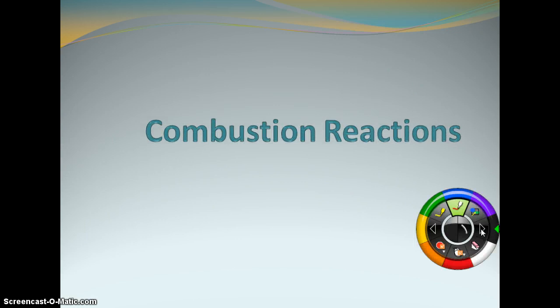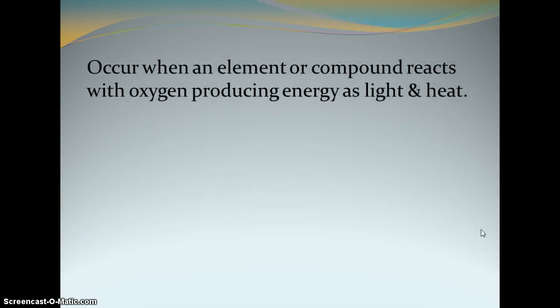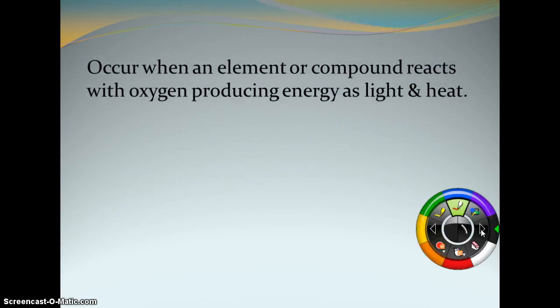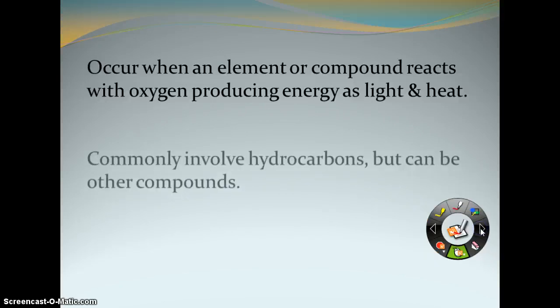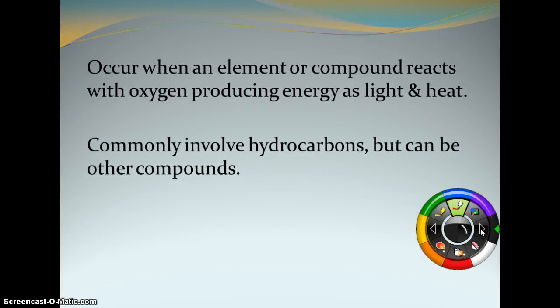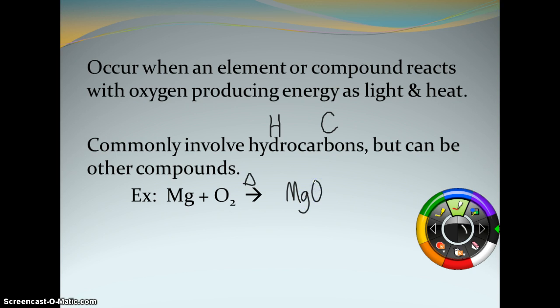Okay, so next are combustion reactions. A combustion reaction occurs when an element or compound reacts with oxygen, producing energy as light and heat. It commonly involves hydrocarbons. They're made of hydrogen and carbon. But you can also have other compounds that take place in combustion reactions. So for example, magnesium and oxygen, if you apply heat to the magnesium, you're going to get MgO. This is not balanced, so we're going to have to put a 2 here to fix our oxygen, and then a 2 there to fix our magnesium.